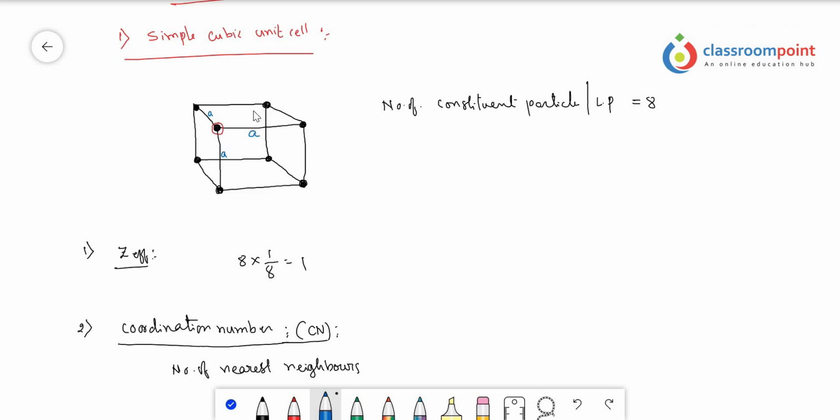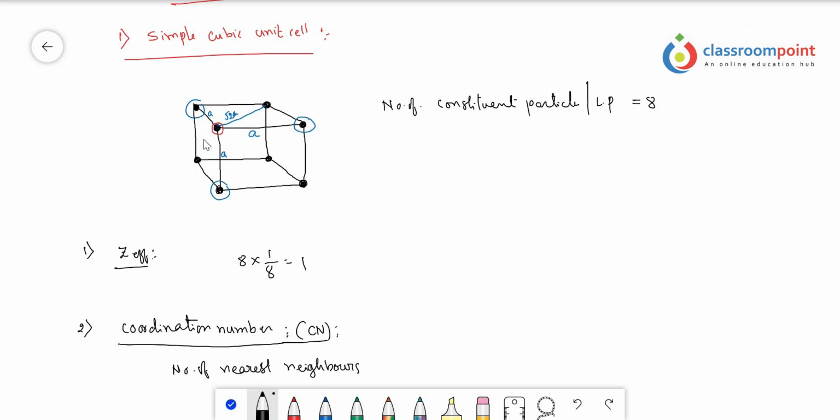But this particular particle is not so close to this one. Why? Because this is not the edge, this is the face diagonal. The face diagonal value we know is root 2 A. Root 2 is 1.414, so it is more than the edge length. So this is not the immediate neighbor to this particular particle, but this one and this one are the nearest neighbors to this constant particle. So when you consider a single cube, how many nearest neighbors are there? First nearest neighbors 1, 2, 3 are there.